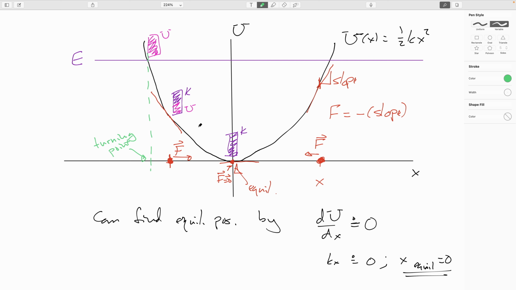And why do we say it's a turning point? Well, let's say the object here was initially going to the left. As it goes to the left, its kinetic energy decreases and potential energy increases until we get to the turning point. But look, the slope here is negative, which means the force is positive, and so it's feeling a force to the right. That means it's just going to turn around and head back. And we can do exactly the same sort of argument right here to conclude that this is the turning point on the right.